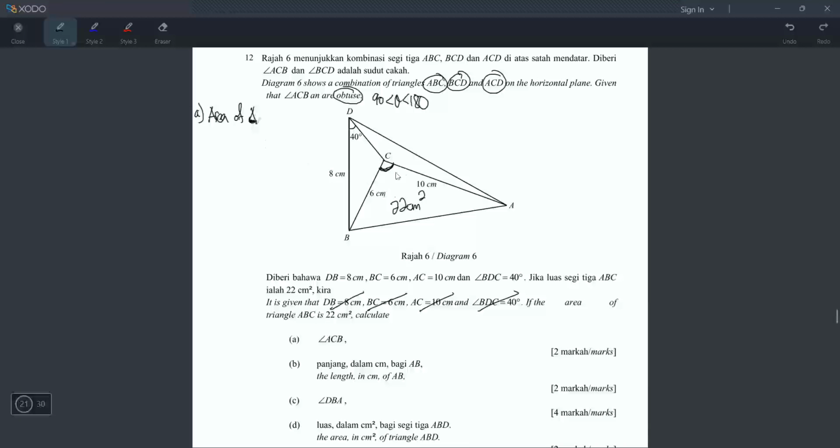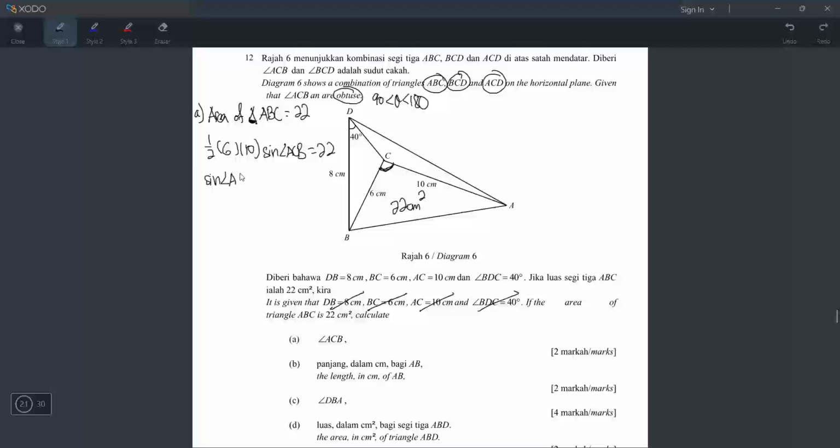And which triangle? The ABC triangle, because they already give us area of triangle is 22. And what is the formula for area? 1/2 ab sin C. Okay, and then what is the a, what is the b, what is the C? a and b is the panjang, and then the angle will be the included angle. So we will take 6 and 10. That's the only two panjang we have. And then the included angle will be the ACB, right? So the ACB here. And now we can find the ACB.